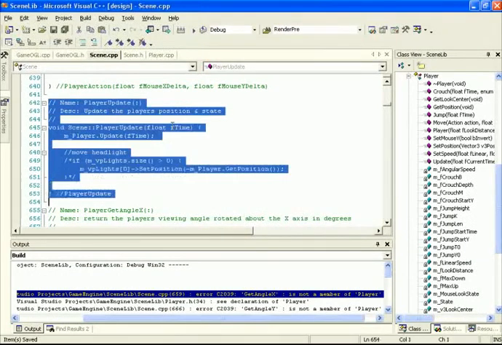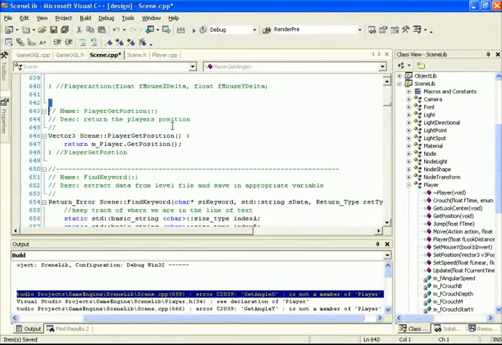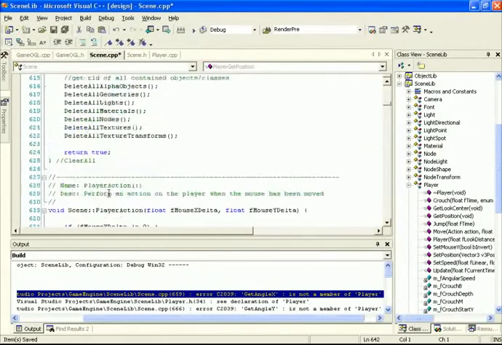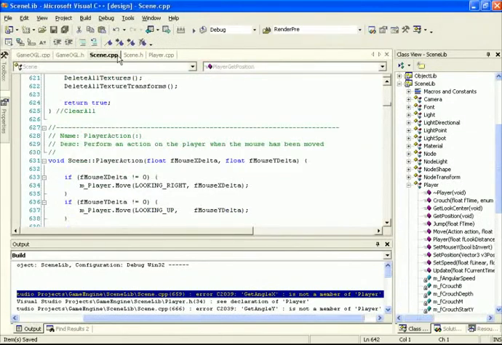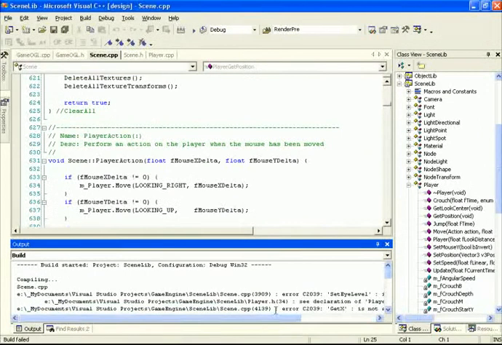Player angle, position, we don't need that. Player action, we're leaving that guy there. Okay, let's save him and try recompiling. Something else, set I level.